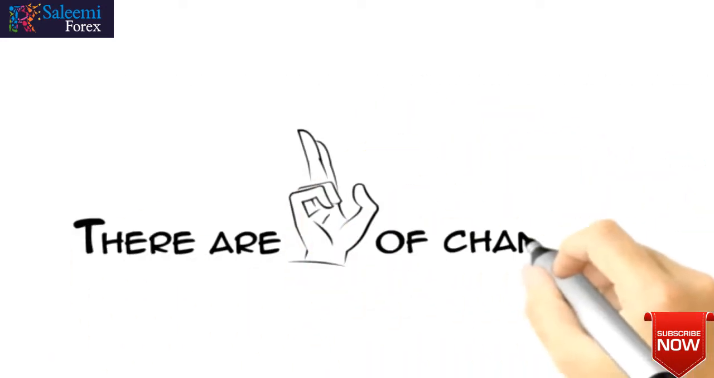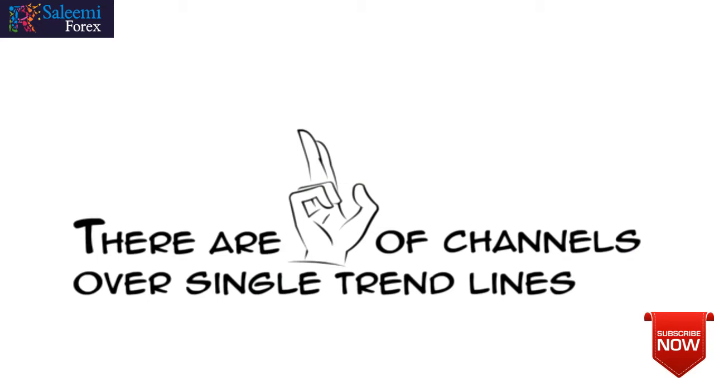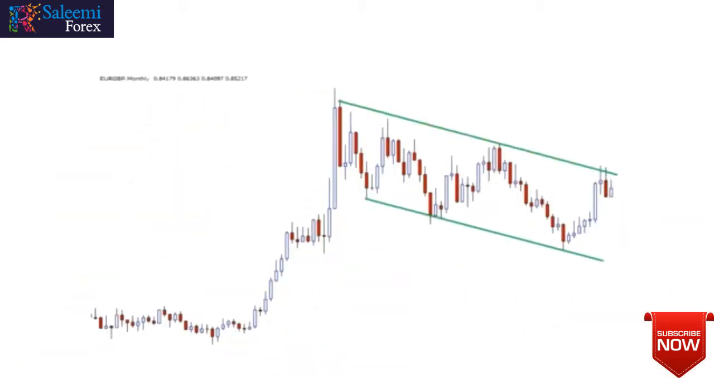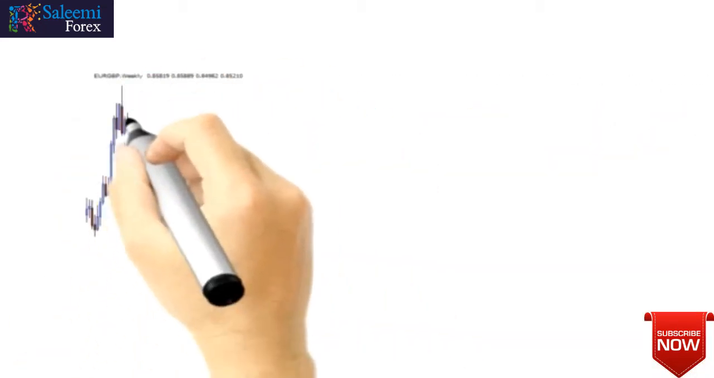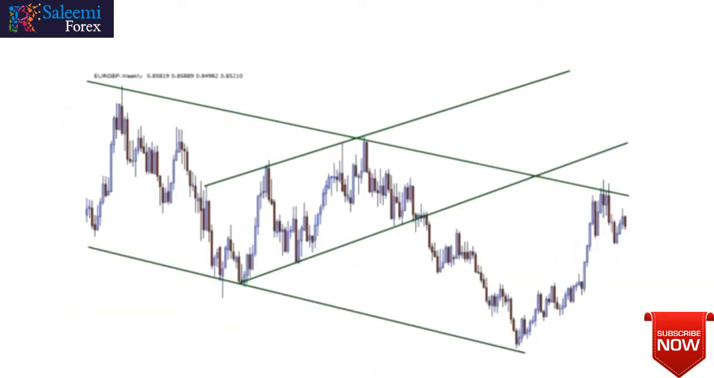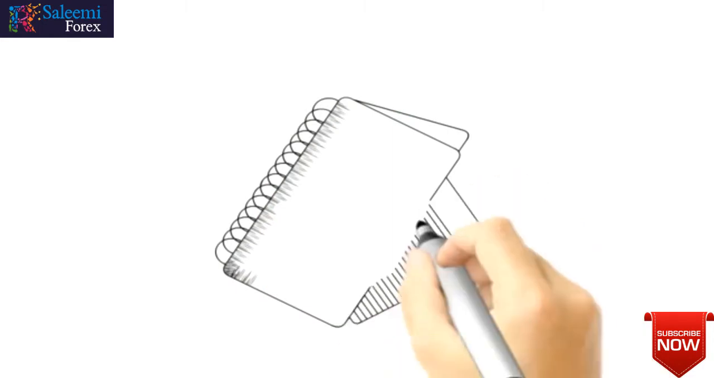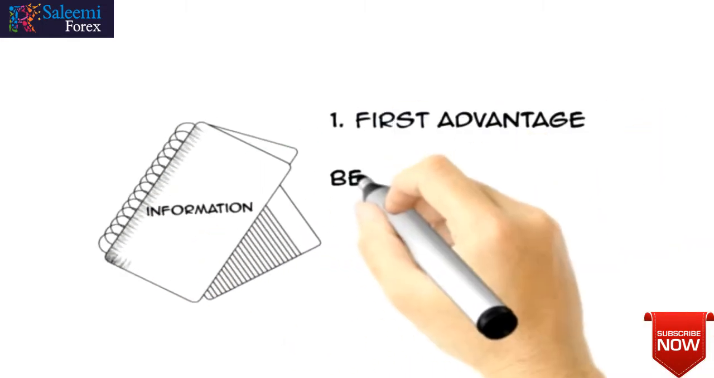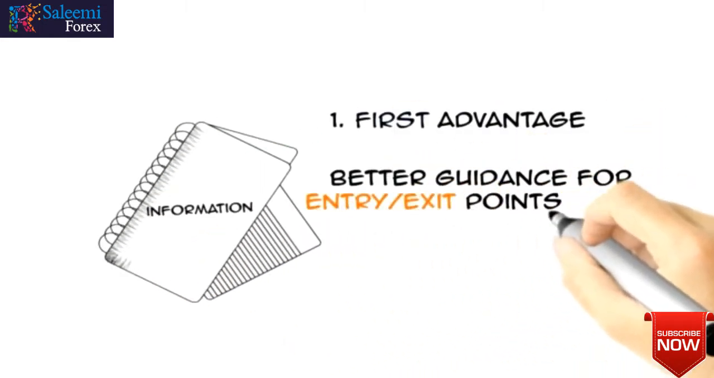There are two big advantages of channels over single trend lines. We prefer using channels over simple trend lines whenever the price range of a rising or falling trend can be captured by two parallel lines, because channels provide more useful information. One: better guidance for entry and exit points.